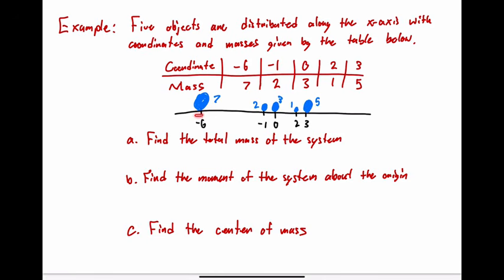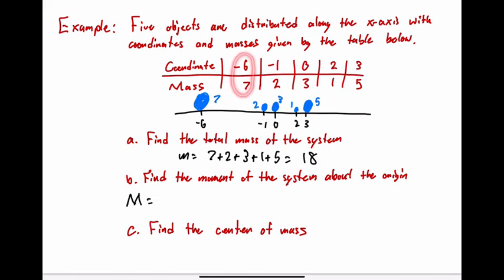We want to know at what point do these masses balance? Where is the center of mass for this entire system? So we'll start by finding the total mass, then we'll find the moment of the system about the origin, and then we'll use the formula that we just developed to find the center of mass. The total mass is just the masses added together. We call this small m, and this is literally 7 plus 2 plus 3 plus 1 plus 5, which equals 18.